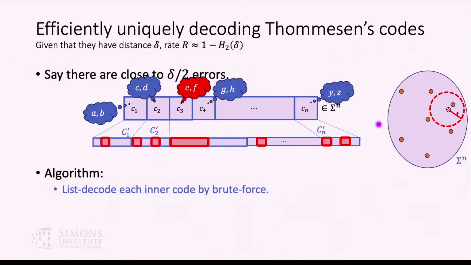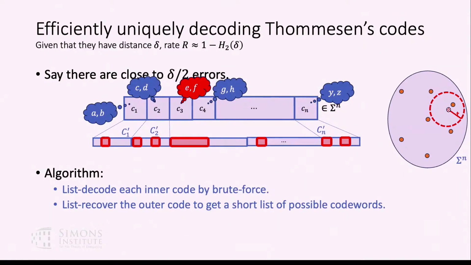Now what I get is a set of possible symbols for each one of these outer code symbols. I'm just being sloppy by drawing these as distinct; they could be arbitrary. And now we can use our list recovery algorithm for the outer code. I have a short list of possibilities for each symbol, and this outer code is list recoverable, so let's do that. Now I get a short list of possible codewords. In this picture, maybe that short list looks like this. But combinatorially, we know that only one of them is close.